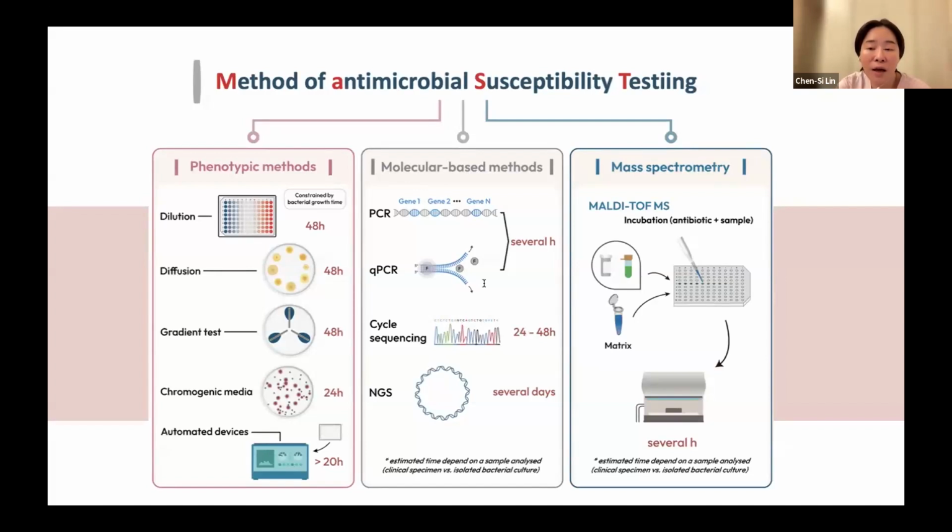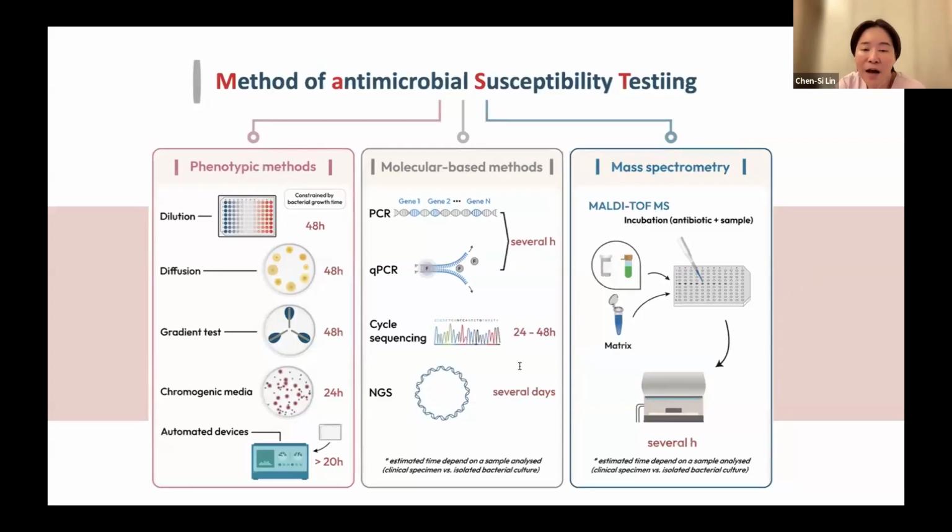right now, in AST testing in both veterinary and human medicine, there are many ways for us to get the AST results. This is a summary of the methods we use now. First, we have the phenotypic methods. This includes dilution, disk diffusion, and gradient tests. These are time consuming, usually taking 24 to 48 hours and sometimes longer to get the results.